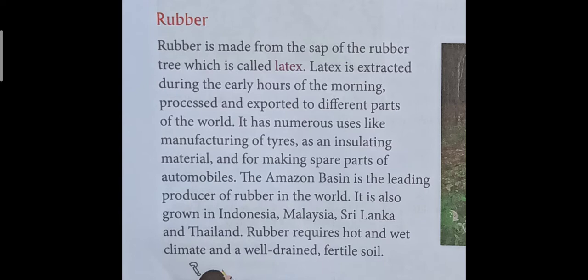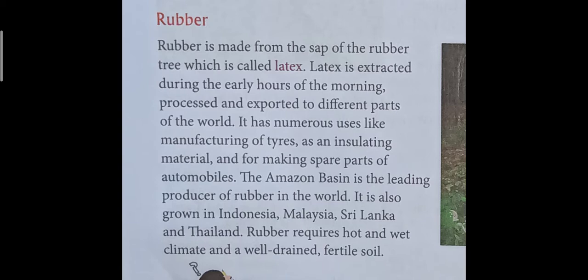So today's topic is rubber. What is written here in the paragraph? Let's go through it. Rubber is made from the sap of the rubber tree, which is called latex. Latex is extracted during the early hours of the morning, processed and exported to different parts of the world. It has numerous uses like manufacturing of tires, as an insulating material, and for many spare parts of automobiles. The Amazon basin is the leading producer of rubber in the world.